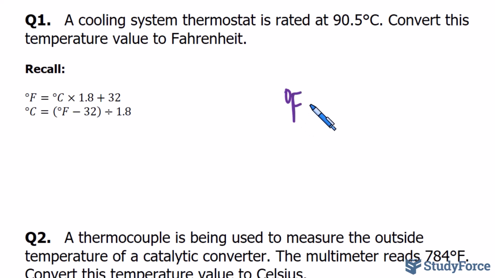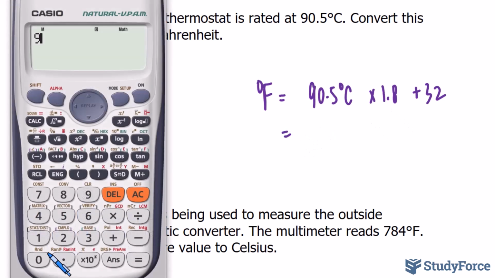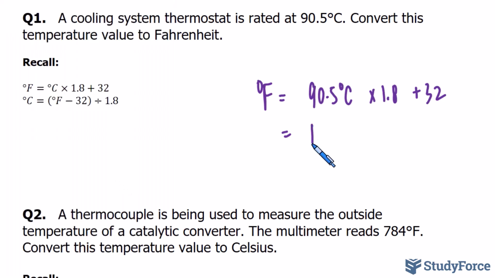So we write down degrees F is equal to our Celsius reading of 90.5 degrees Celsius times 1.8 plus 32. Let's use our calculator. 90.5 times 1.8 plus 32. We end up getting 194.9 degrees Fahrenheit. And because this calculator in particular follows the order of operations, you can easily substitute these values and you'll get an output that's accurate. Let's move on to question 2.